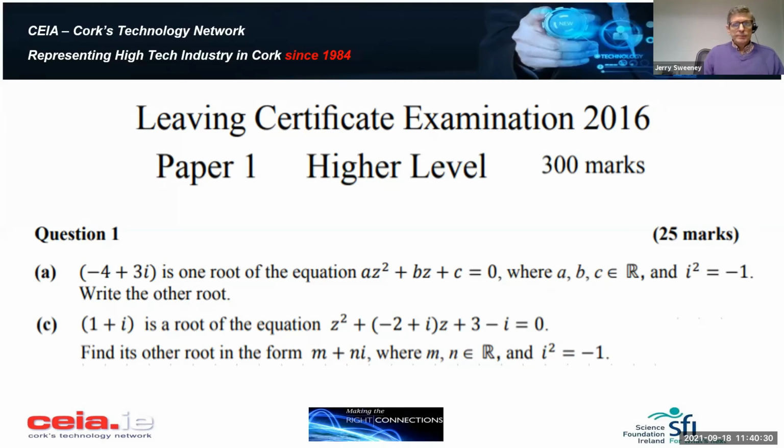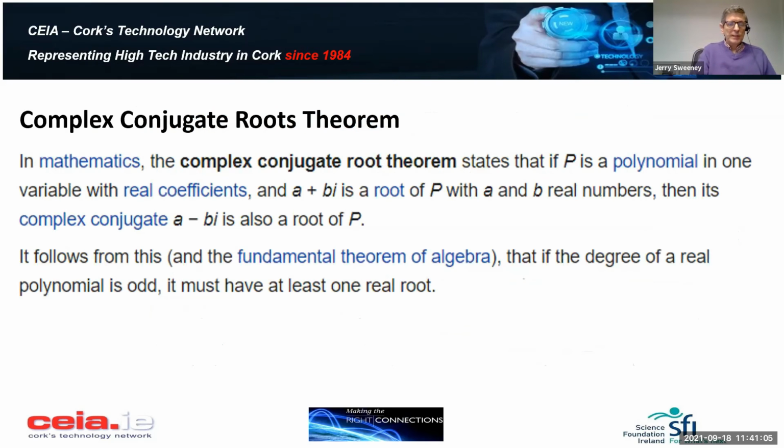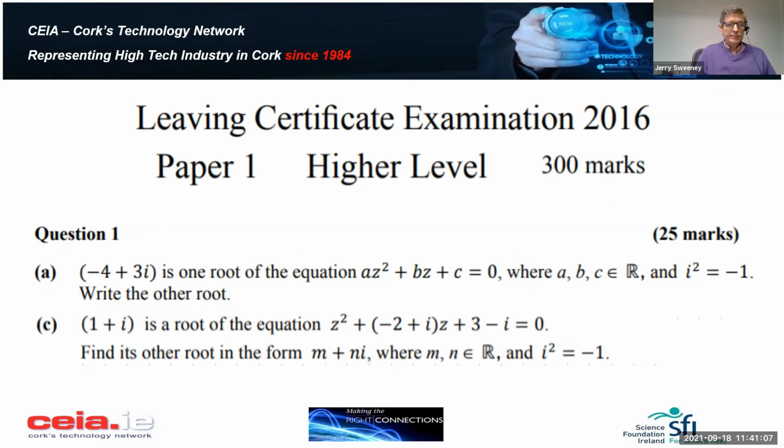So, 2016, paper 1, question 1. So minus 4 plus 3i is one root of the equation az squared plus bz plus c, where a, b, and c are elements of R, and i squared is equal to minus 1. Write the other root. Well, I think we just told you if minus 4 plus 3i is a root, then minus 4 minus 3i must be a root also. So that's a very easy question if you know the complex conjugate roots theorem.